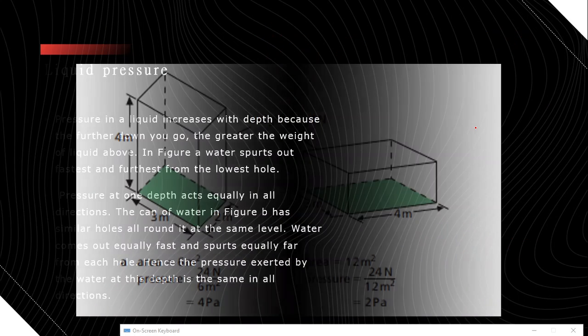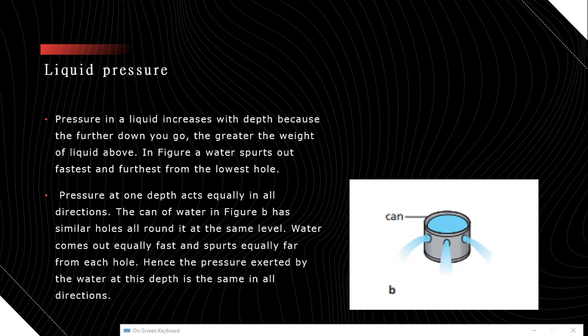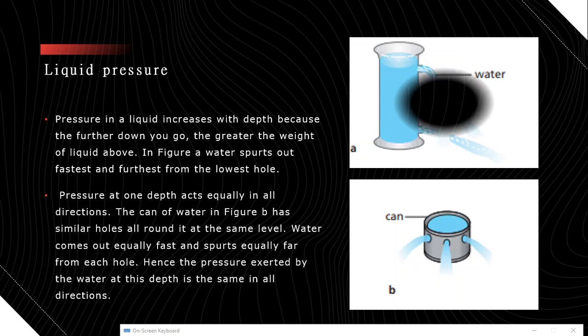Now, moving on from this example, let's talk about liquid pressure and how we measure it and what kinds of devices are used. It's a really important topic. Okay, so liquid pressure. Pressure in a liquid increases with depth because the further down you go, the greater the weight of liquid above. In figure A, water spurts out fastest and furthest from the lower hole.